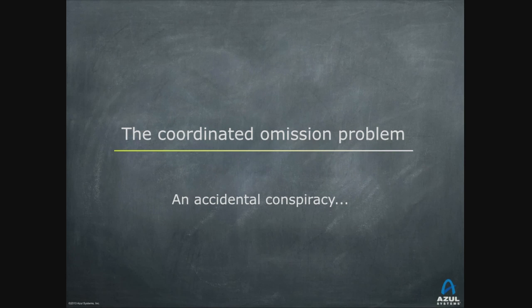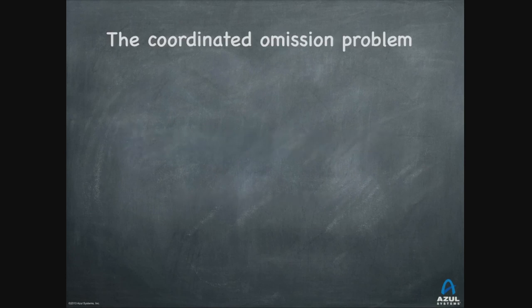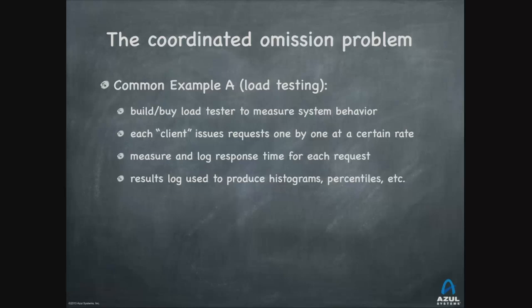So how does this work? This is a very typical example. We build a load tester to measure and beat up our systems and establish how they behave under load. The load tester is something we either build or buy. It usually has clients of some sort, and they inject some sort of traffic. There could be one or many, depending on what you're testing and what your real world is. And each client issues a request, waits for a response, records what happens, issues the next request.